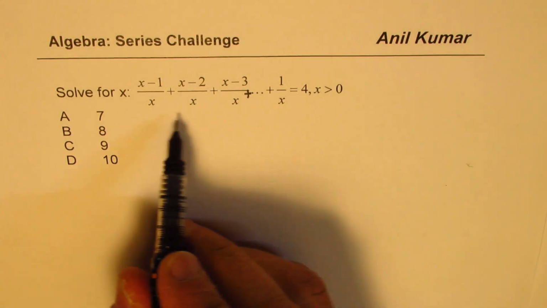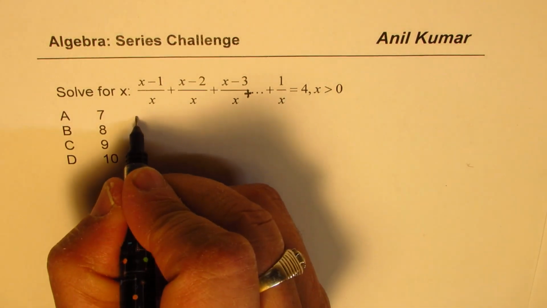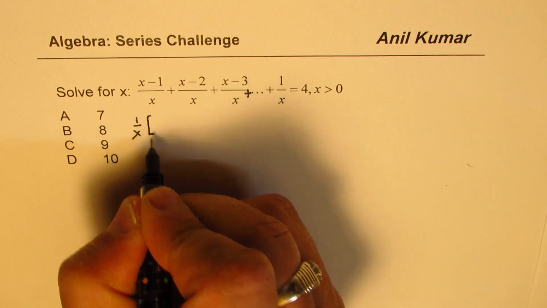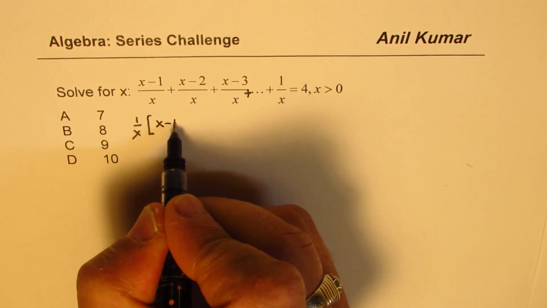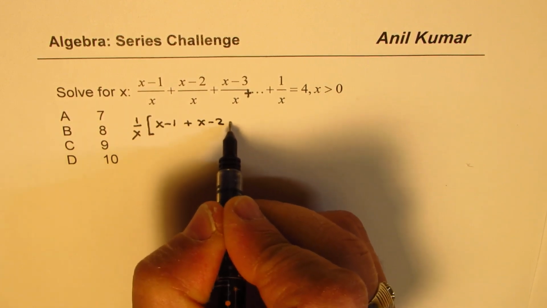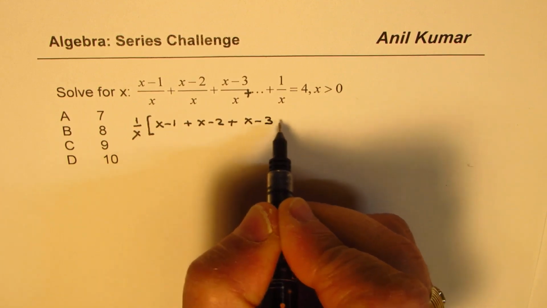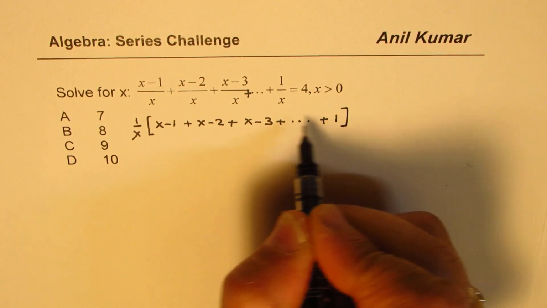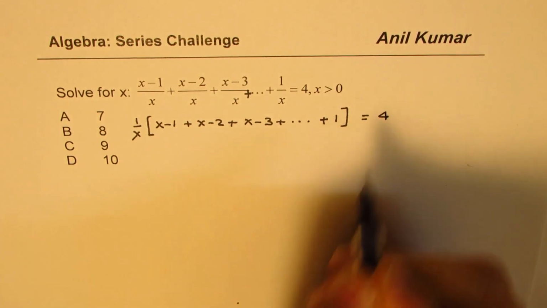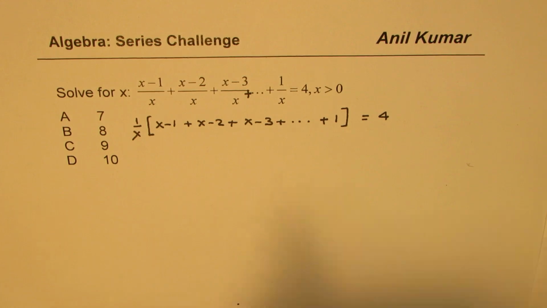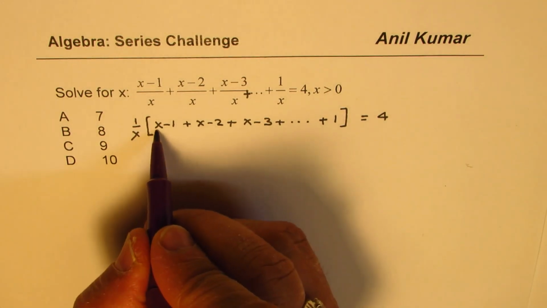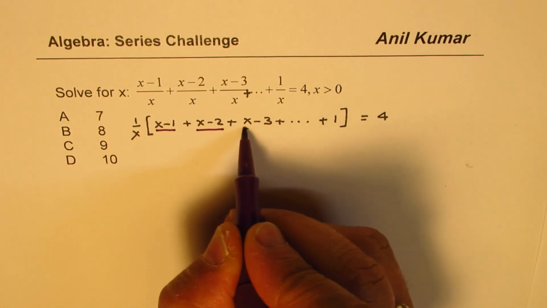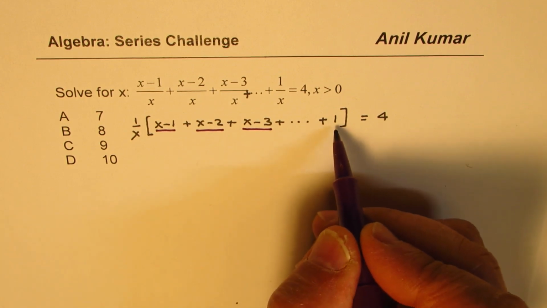Now looking into this, we can take 1 over x common. So let this be our first step, which is kind of straightforward. So we get x minus 1 plus x minus 2 plus x minus 3 plus so on, and the last term here is 1. And all this should be equal to 4. Now the question here is, how many terms are there? So this is our first term, second term, third term. Now which is the nth term?